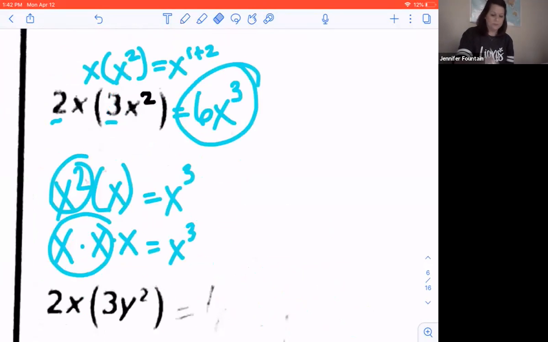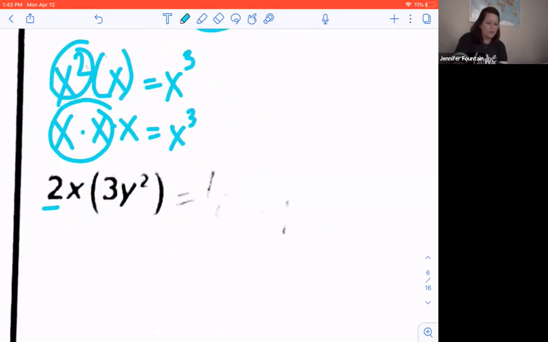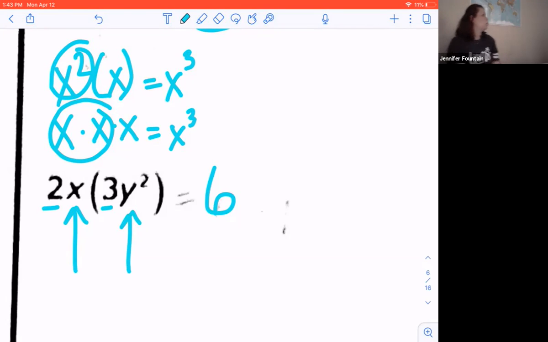Let's look at the next one. Again, I start by multiplying my coefficients. What's 3 times 2? Again, it's 6. But notice now I have x times y squared. Are these the same variables? Are x and y the same? No. So I cannot combine them. I have to list them separately, and when I list them, they go in alphabetical order. So which one is going to come first after the 6? Alphabetical order, which one comes first, x or y? X. Then I'm going to have y squared.